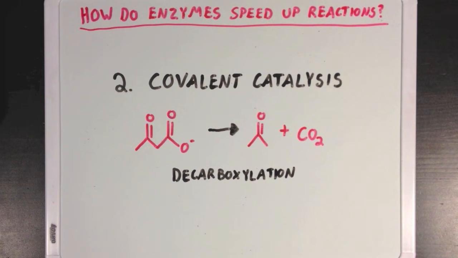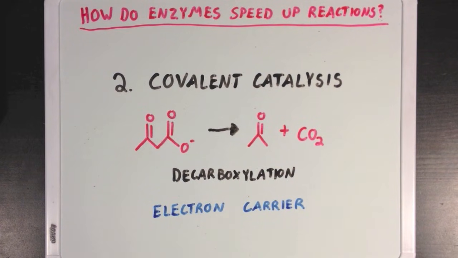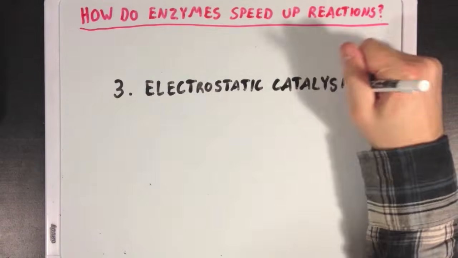And if you remember, these reactions usually have a lot of electrons moving around. So if we had a covalently bound enzyme that could hold on to some electrons and be an electron carrier, or what some people like to call an electron sink, then that would definitely help this type of reaction move a little more quickly. Next we have electrostatic catalysis.